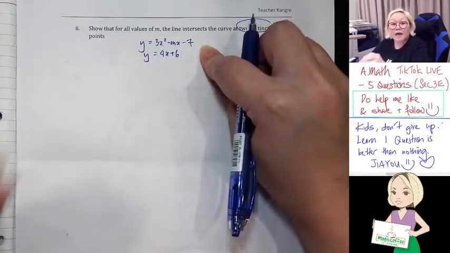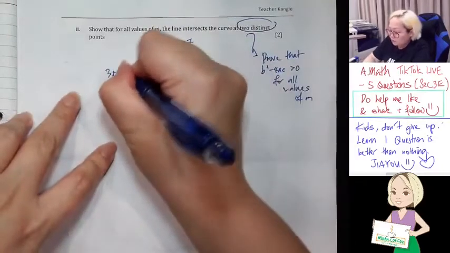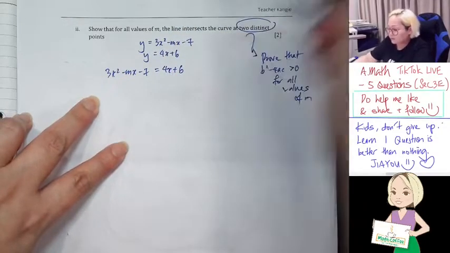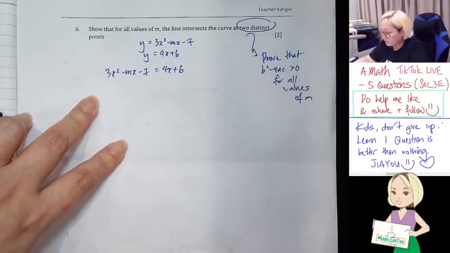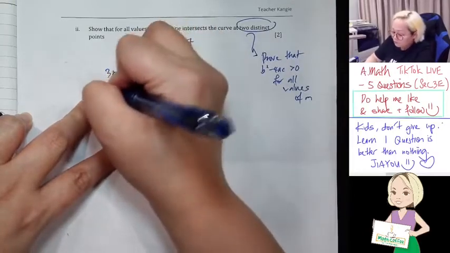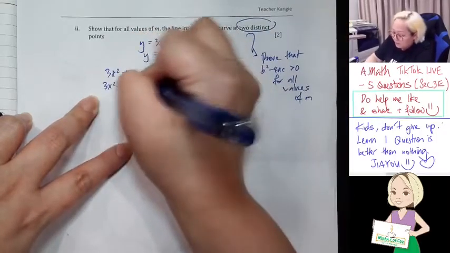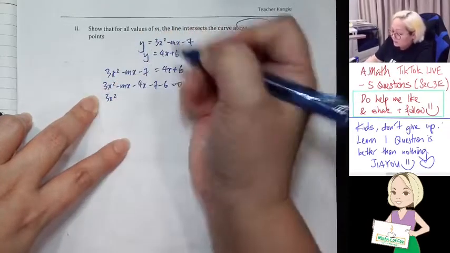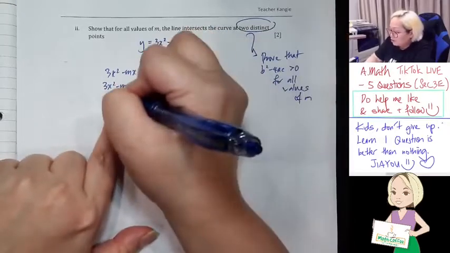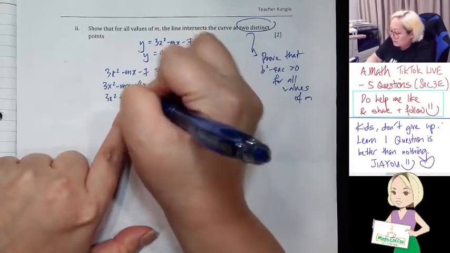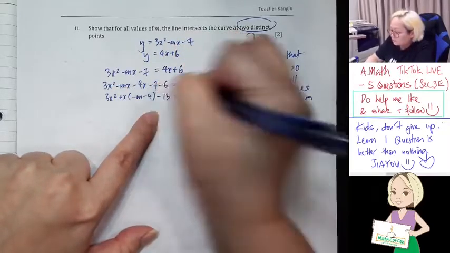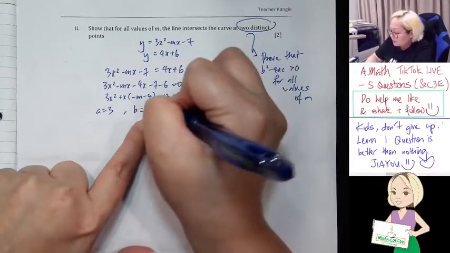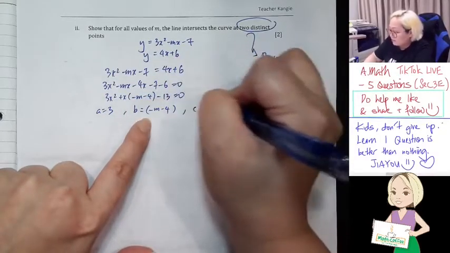But this time round, the m remains. So 3x squared minus mx minus 7 equals 4x plus 6. Okay, throw everything to the left hand side. 3x squared minus mx minus 4x minus 7 minus 6 equals 0. See what I'm going to do? I'm going to take out common factor x. I will have 3x squared plus x times minus m minus 4, minus 13 equals 0. So I know my a is equal to 3, my b is equal to minus m minus 4, and my c is minus 13.